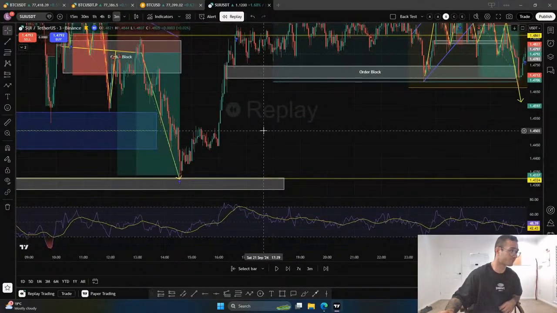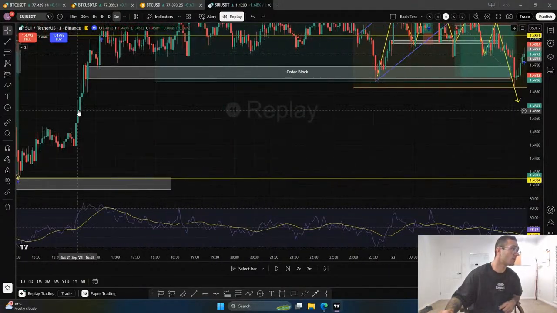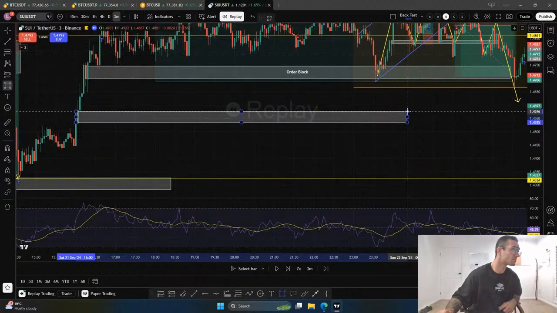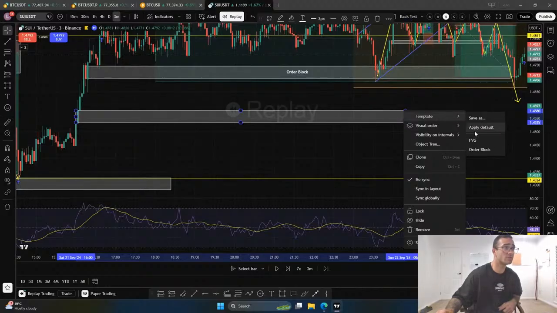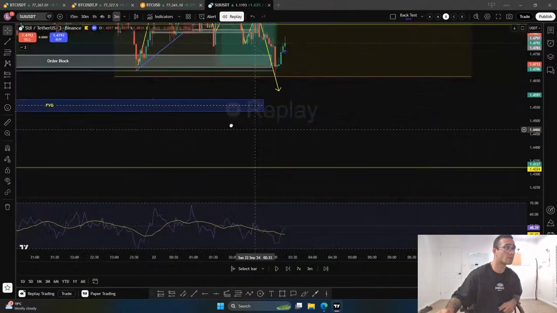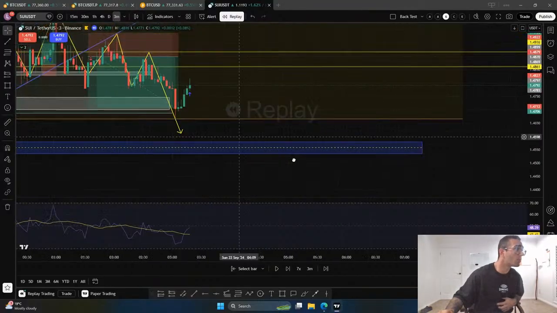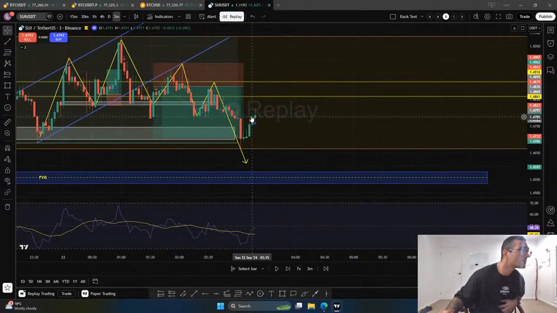Now, there is a bit of an imbalance here that I'm starting to see. We're just going to keep a fair value gap here, okay? What do we also see up here? Nothing. Cool.